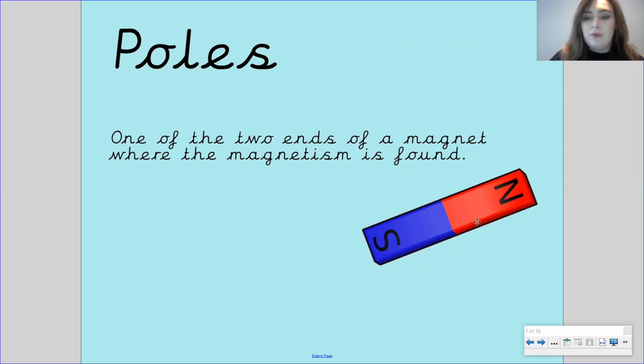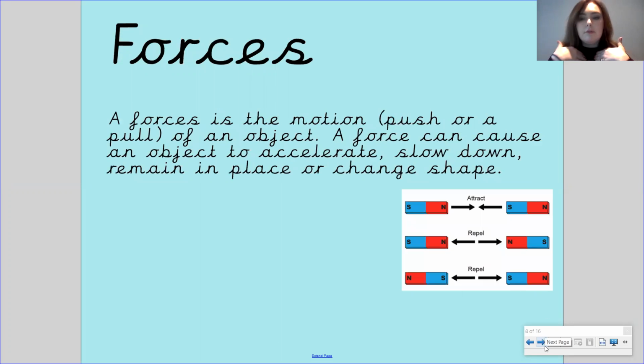So we've got the north and the south poles. My turn, your turn, forces. Forces. A force is the motion, push or pull of an object. A force can cause an object to accelerate, so that means to move, and get faster, slow down, remain in place, or change shape.